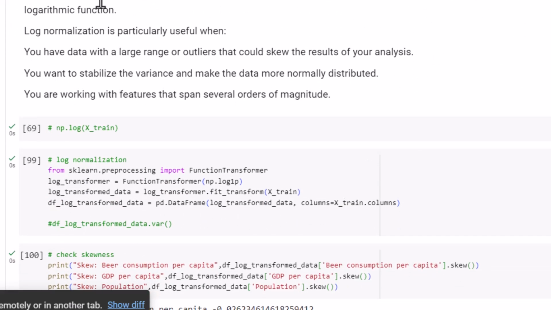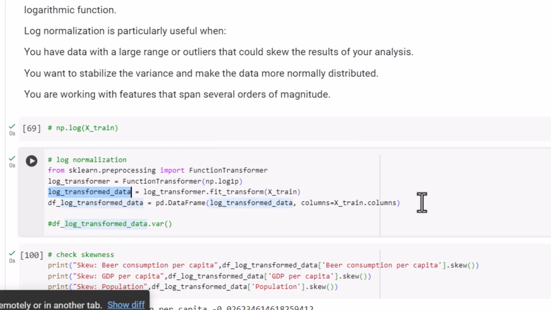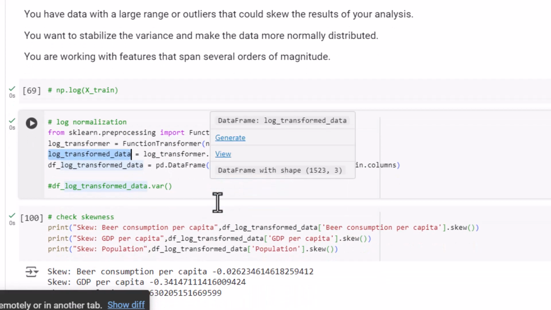So let's come to log normalization. To apply log normalization, we are importing FunctionTransformer from sklearn.preprocessing, and within FunctionTransformer we are passing the method np.log1p. So log1p also takes care of the places where the value of a data point is 0. For the log transform data, we are doing the fit and transform method, and we already know how fit and transform works. In this case, fit and transform will apply this function on each and every data point of the X train data set. And finally, we have a data frame over here to check the insights.